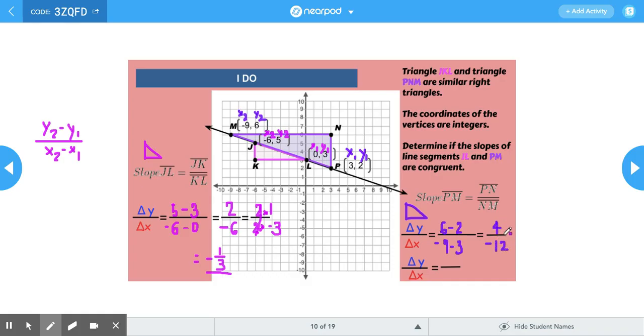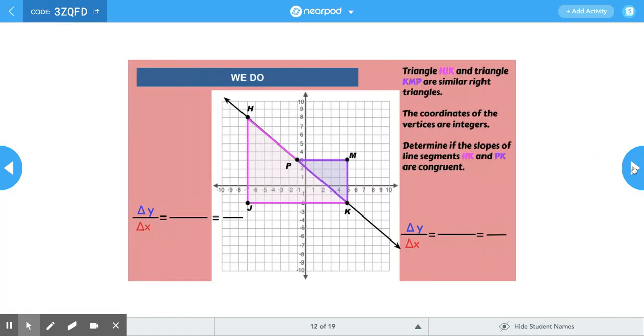Now we're going to simplify 4 over negative 12. So we're going to list out the factors of 4 as well as negative 12. So the factors of 4, I'm going to say are 4 times 1. There's other factors as well, such as 2 times 2. And then the factors of negative 12, I'm going to say are 4 times negative 3. The common factor, the number that they both have, is 4, so I'm going to cross that out. So that means that 4 over negative 12 can be simplified to 1 over negative 3, which is just negative 1/3. So as you can see, we just proved that these two triangles are similar triangles because the slopes of the hypotenuses of the triangles are congruent.